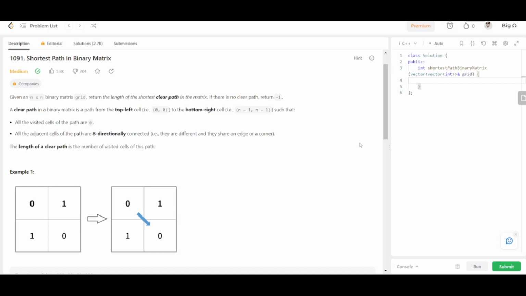Fine. So such that the clear path, all the visited cells of the path are 0, all the cells which I am visiting along the path must contain 0 only, and all the adjacent cells of the path are 8 directionally connected. Okay, means all of the cells are different and they share an edge or a corner. So the length of a clear path is the number of visited cells of this path. So let's better understand the problem statement using an example.